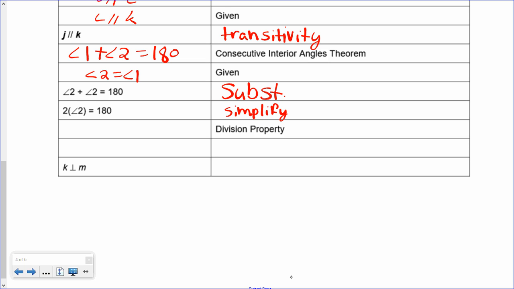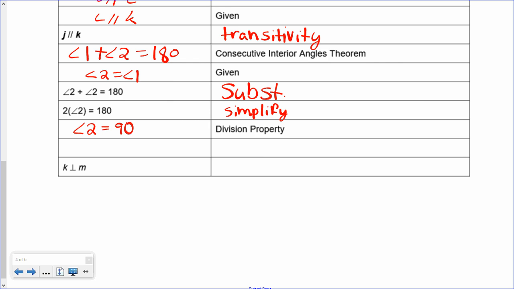All right, now what? Divide by 2. So now, if I know that 2 angle 2s is 180, then 1 angle 2 must be 90, right? Using the division property. I divide both sides by 2. Now what? I need one more.